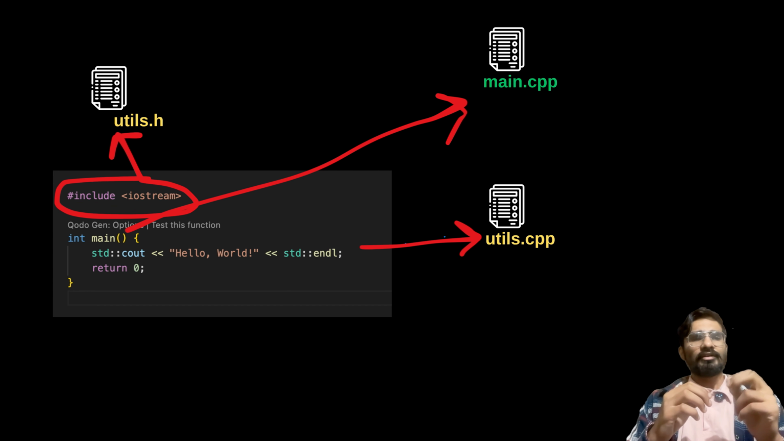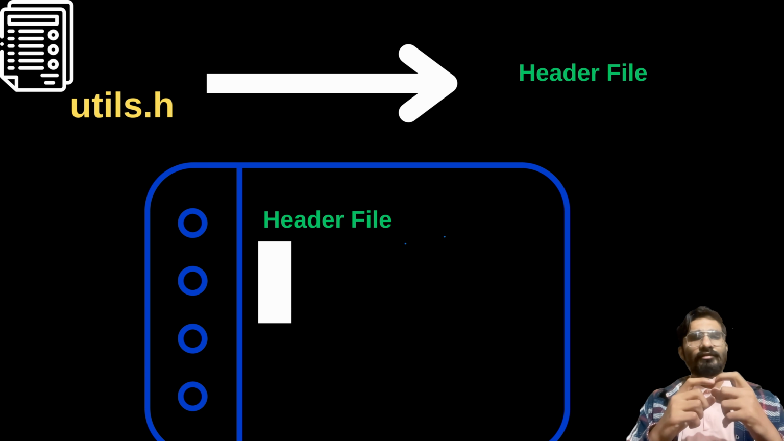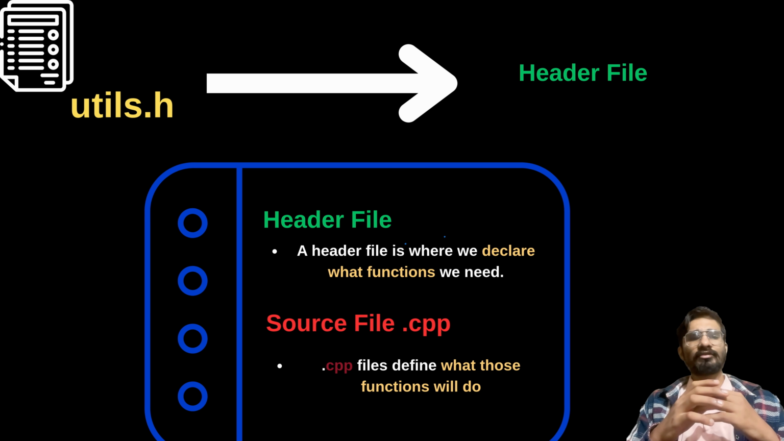Here, if you notice, we have a file with the extension .h. This file is known as a header file. In simple terminology, a header file is where we declare what function we need, and the .cpp file defines what this function will do. Let's see how we can break this down.